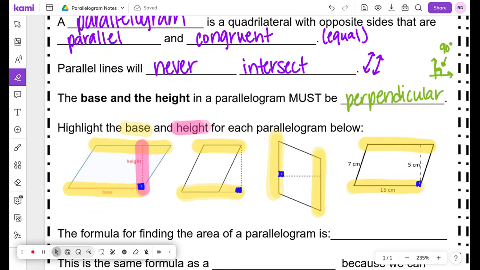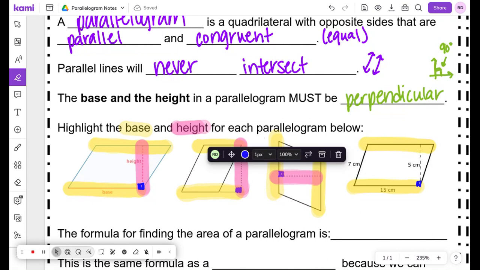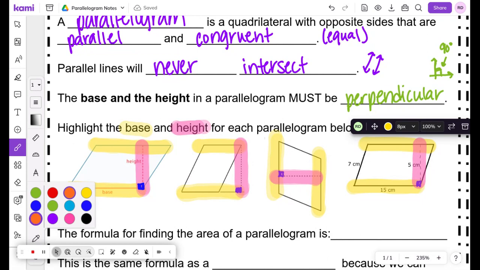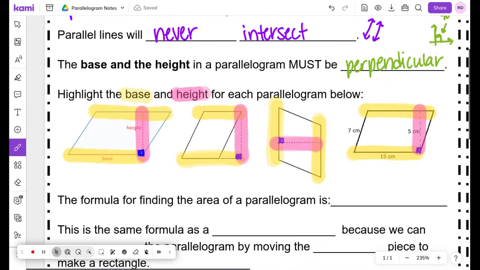So on the second one, our height is drawn on the outside so that it makes that perfect 90-degree angle. On the third one, the height is the dotted line through the middle. And on the last one, the height is that 5-centimeter line. The biggest thing to remember when you're finding the area is we are not using those slanted lines. So if the line is at an angle, we cannot use it because it would not create a 90-degree angle.